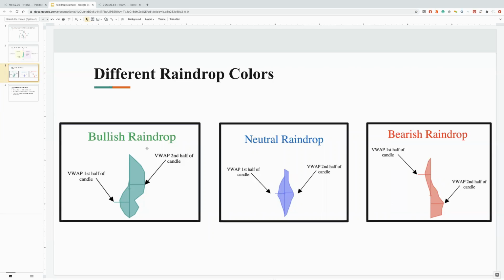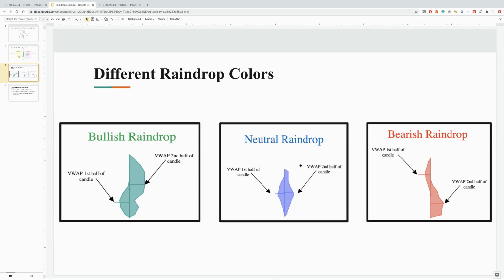If you're familiar with price bars or bar charts, essentially your left bar is your open, your right bar is your close, and it's green because your close is higher than your open. The bullish raindrop is green because your volume weighted average price during the second half of the day, up here on the right, is higher than the first. So it shows that buyers were in control, at least from a volume weighted average price perspective, compared to the first half of the day.